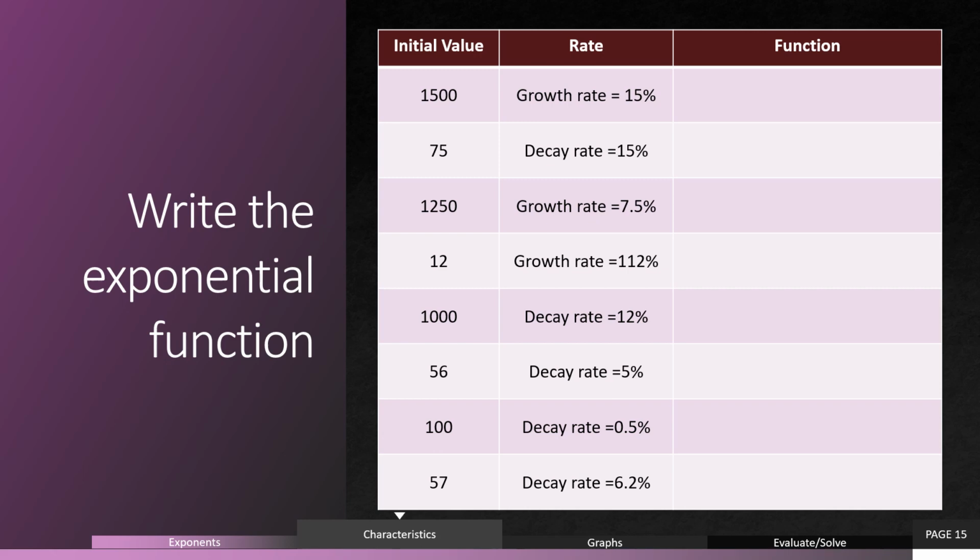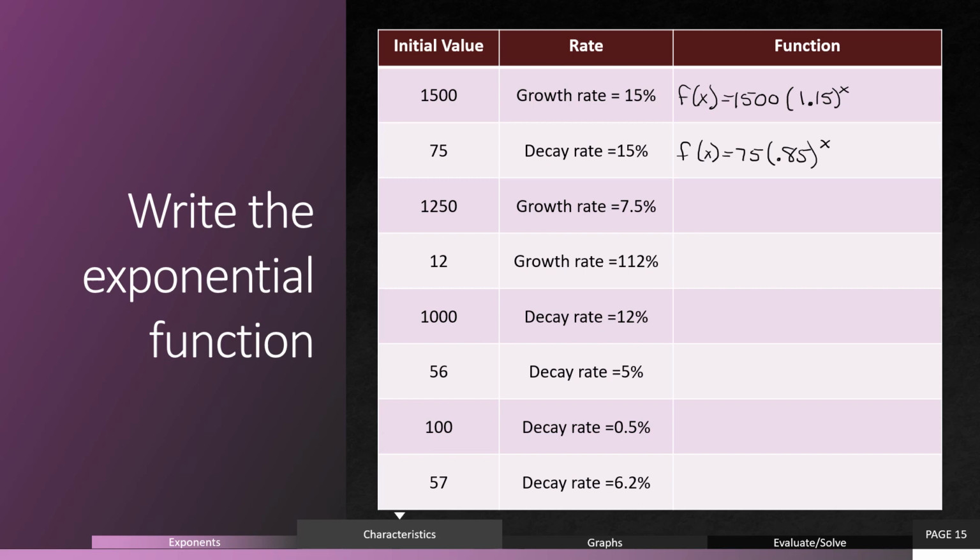So for this first one, I'm just going to use f of x for all of these. So f of x, and I'm going to take the initial value, 1500. It is a growth. So for all of the growth, it's just 1 plus that decimal version. 1.15 to the x. The next one is a decay, so I'm going to go 1 minus that 0.15, so f of x equals 75, and that's going to be 0.85. If you wish, you could put a 0 in front, but don't bother if you don't want to.